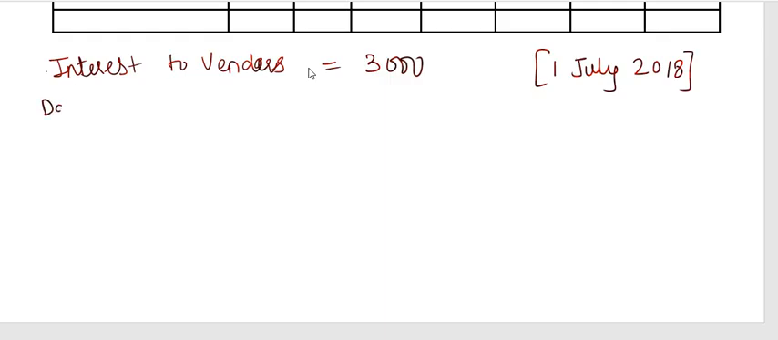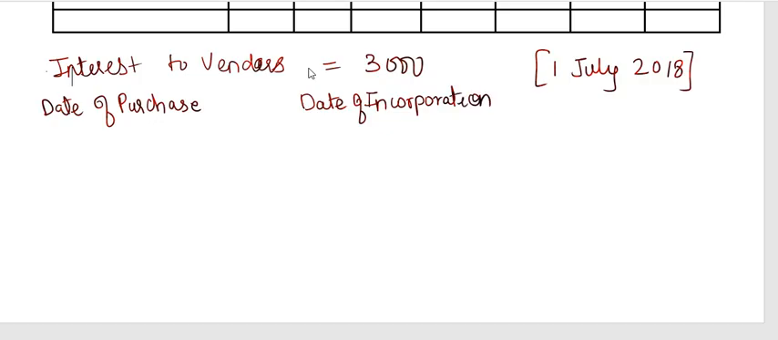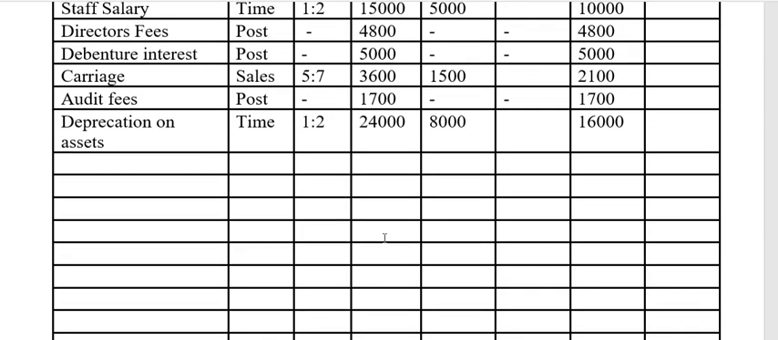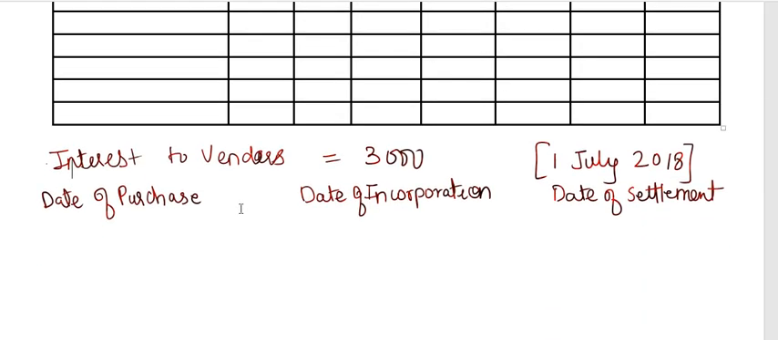First date of purchase, date of incorporation, and date of settlement. Now see, total interest to vendor is 3,000, and this 3,000 we have to give to pre-incorporation also and to post-incorporation also.